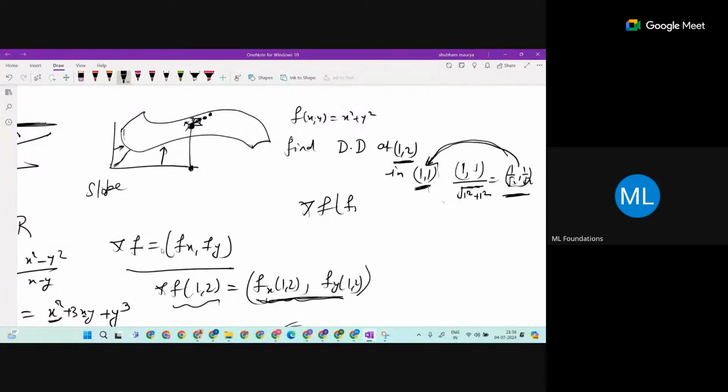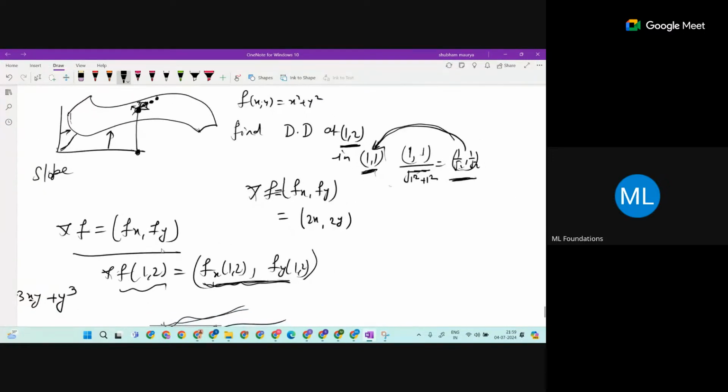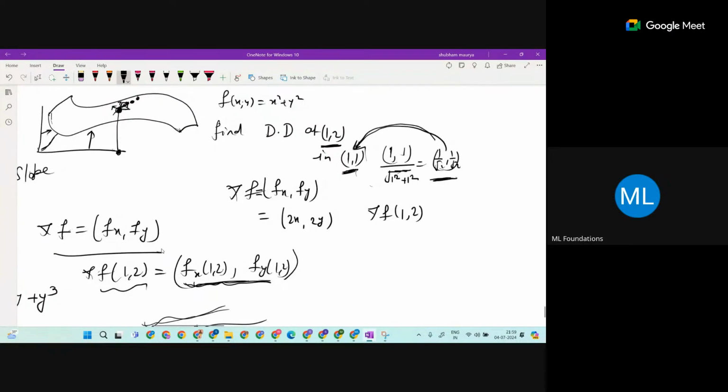Now, what is the directional derivative at point (1, 2)? Find the gradient of that function, which is the partial derivatives: 2x and 2y. Now find the gradient at that point, at (1, 2), where it is asking. This is 2 times 1, 2 times 2, which is (2, 4). We got the gradient now.